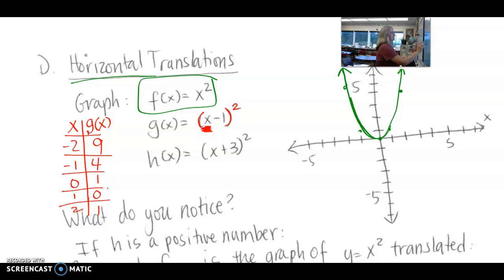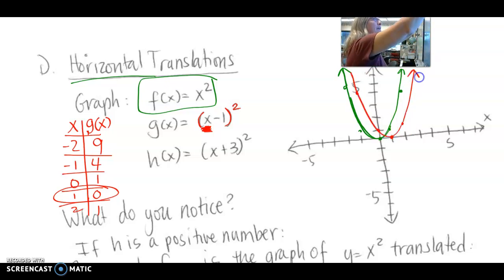So it looks like our vertex is right there at 1, 0. So -2, 9 off our graph, -1, 4, 0, 1, 1, 0, and then it's going to be 2, 1, and it's going to go back up.